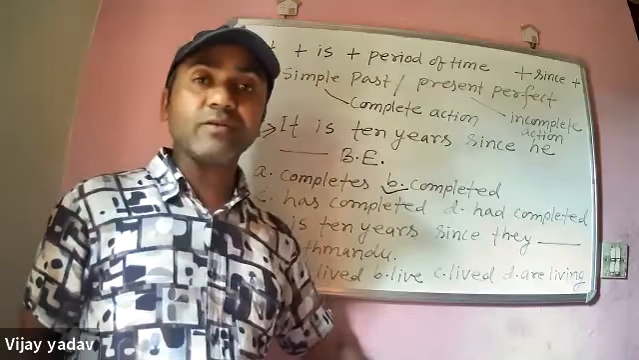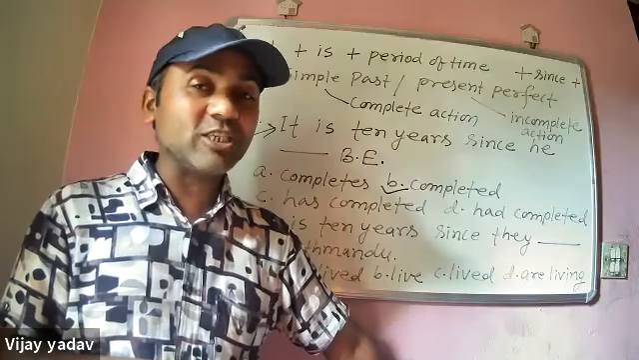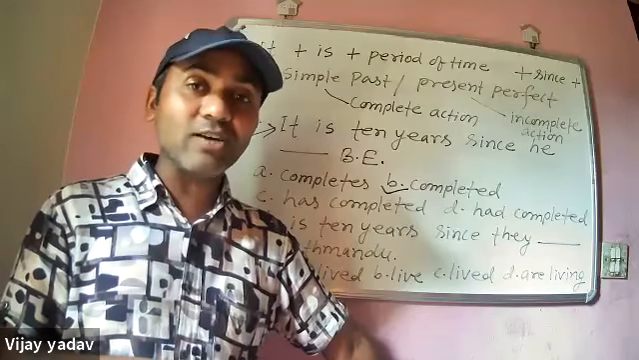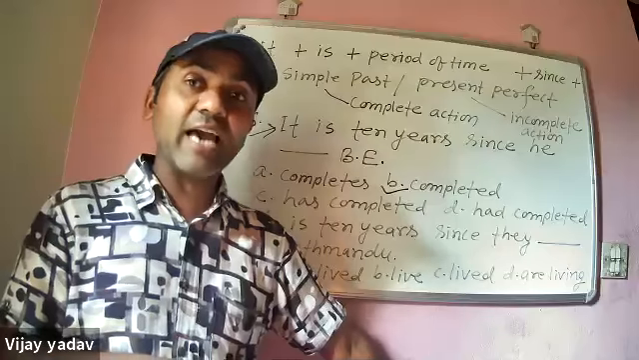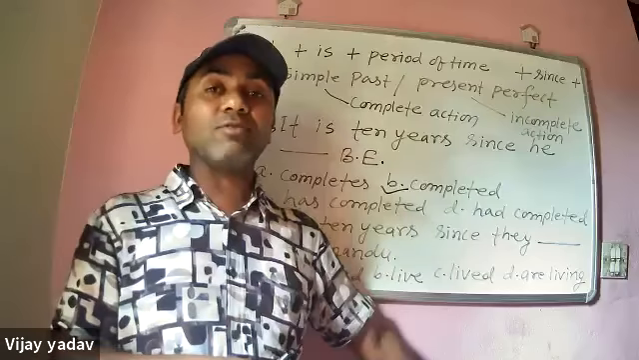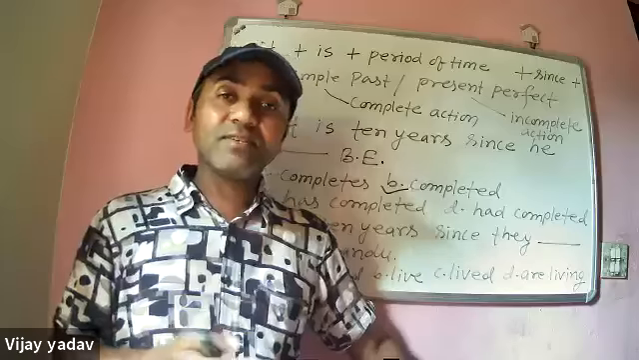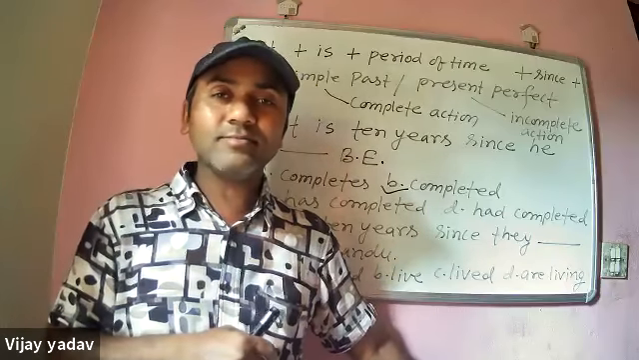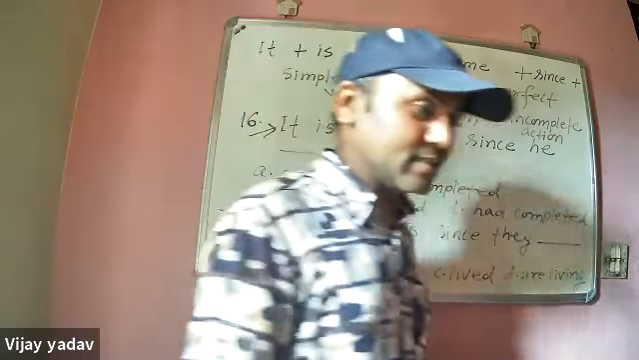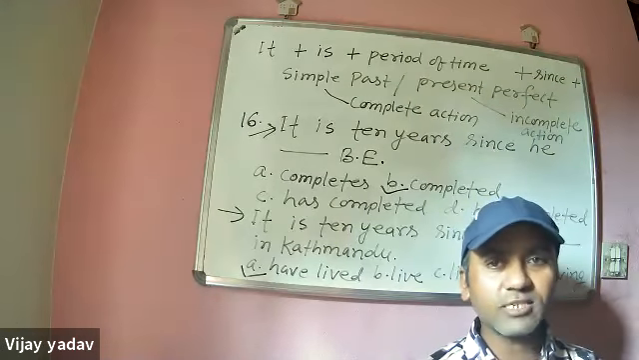So whatever question I gave you at the start, it is 5 years since they got married. It means they got married 5 years ago. You can't write it is 5 years since they have got married. If you write that, it means they have got married for 5 years, which means they are still getting married, and that doesn't make sense. Isn't it? Did you understand? Is it clear? Yes? Is this clear to you?